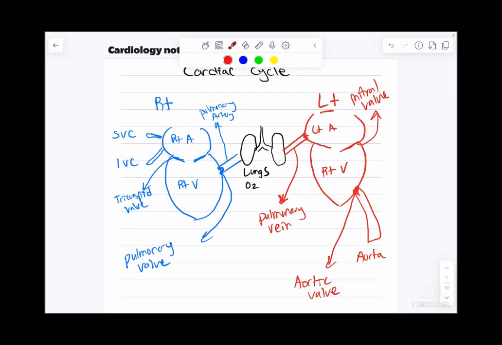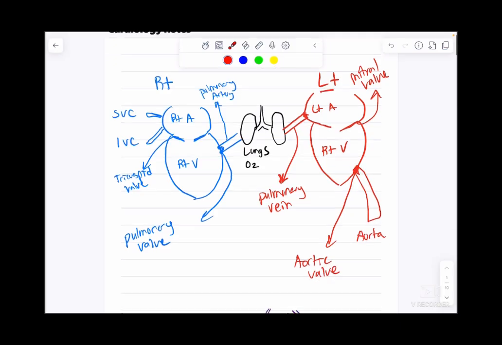So blood, as we know, deoxygenated blood returns from the superior vena cava, inferior vena cava, and enters the right atrium, passes the tricuspid valve, enters the right ventricle, passes the pulmonary artery and the pulmonary valve as well, enters the lungs, oxygen is exchanged, pulmonary vein pumps the blood back into the left atrium, the left atrium pumps the blood through the mitral valve into the right ventricle, and into the aorta through the aortic valve.